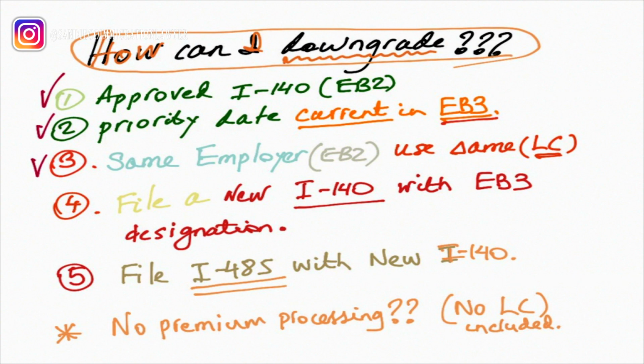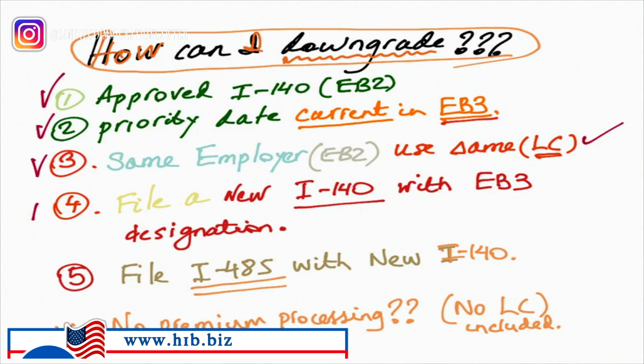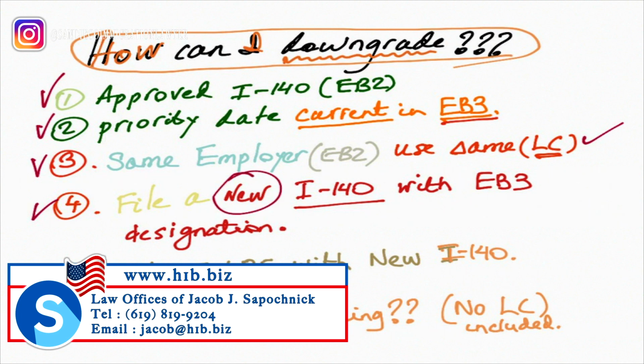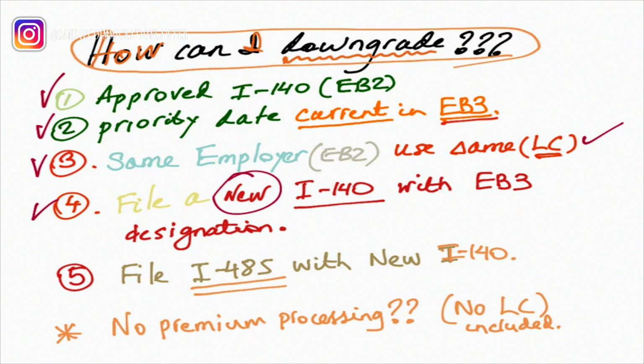And if you're using that same labor certification, that same employer files a new I-140 for that employee, this time with the EB3 designation. So that's kind of the trick. You have an I-140 that's been approved in EB2, then we check that the priority date is current in EB3. You're still working for the same employer, and that employer is now going to file a new I-140 petition, this time designating the EB3 category instead of EB2.